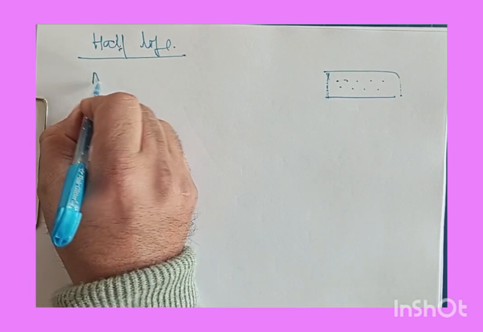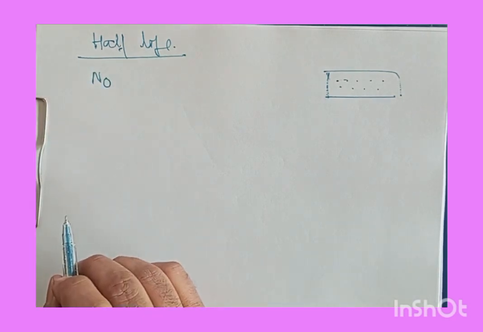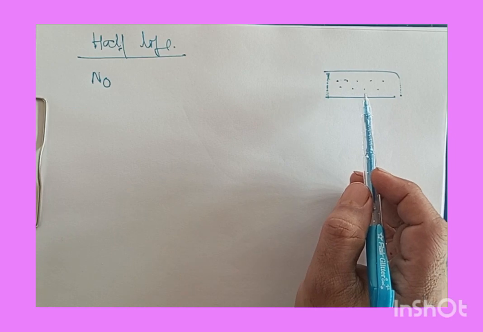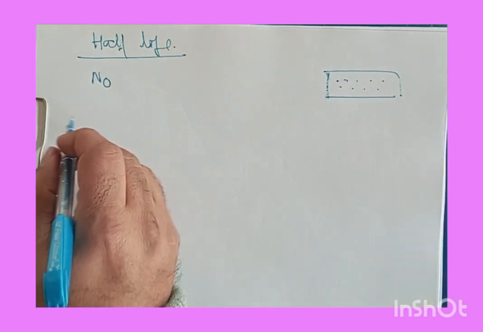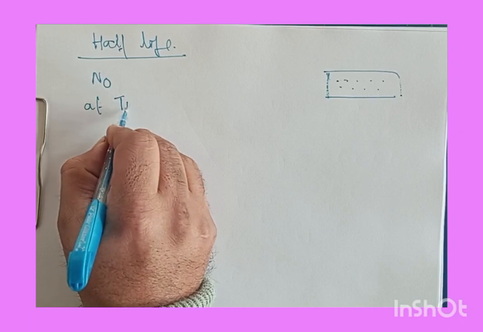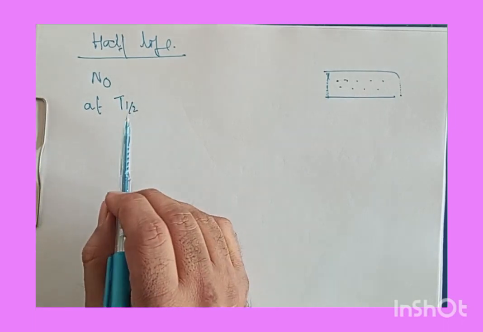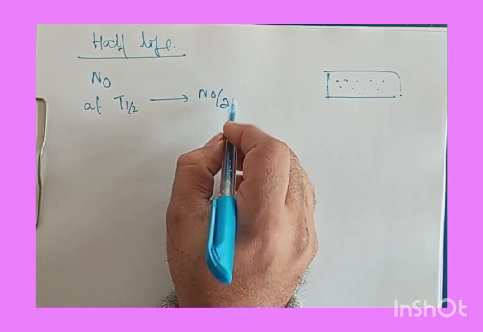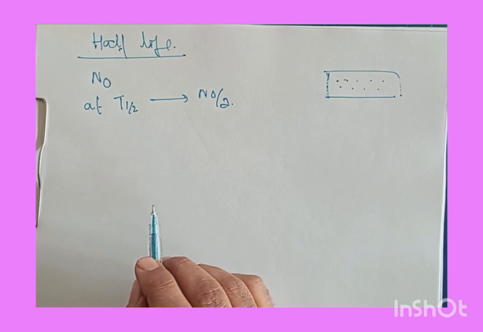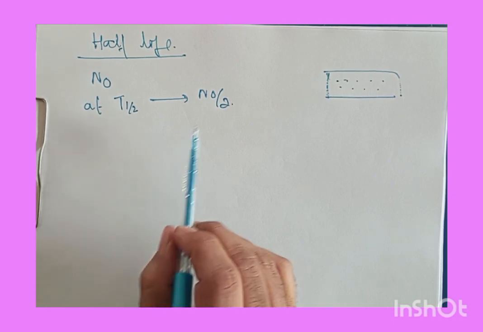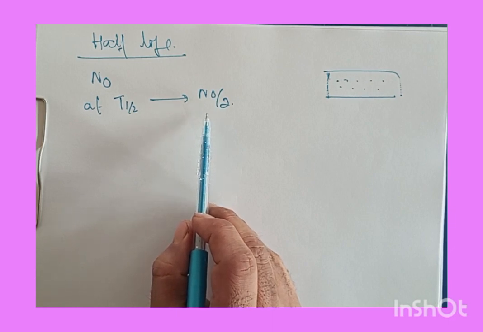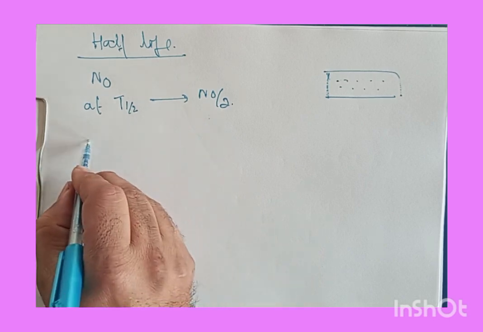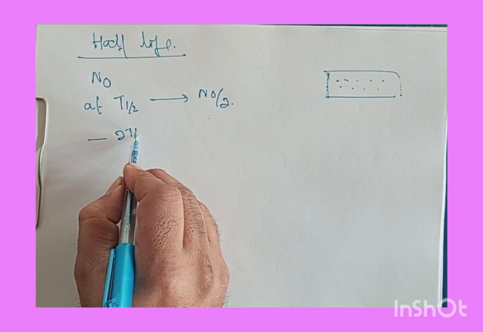And how to calculate this half-life of any radioactive material? We will assume that we have N0 radionuclei present in a radioactive substance at any instant, and then after time, say after time t half, what will happen to this N naught? It will become N naught by 2, and we have this N naught by 2 radioactive nuclei which remain undecayed.